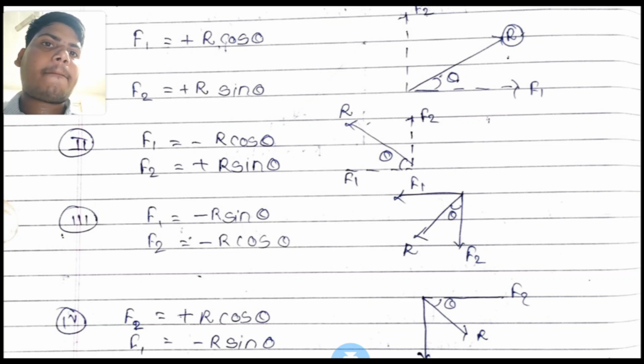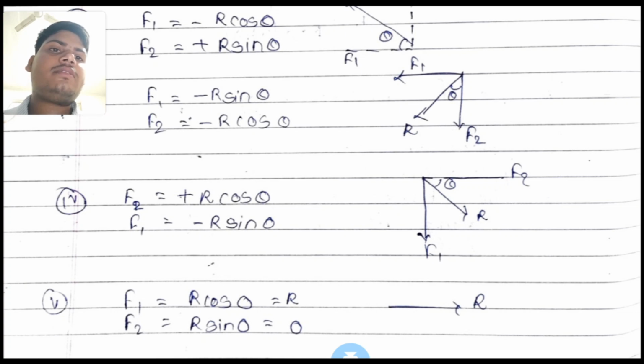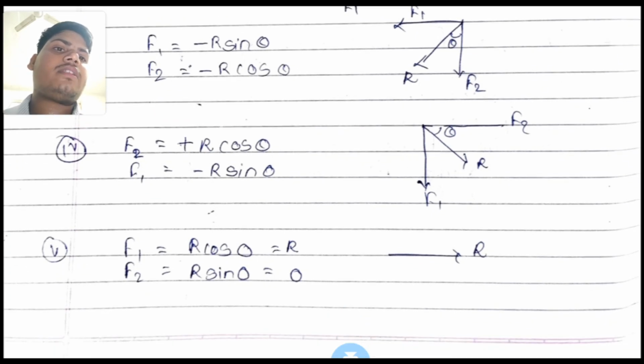Then third condition, F1 and F2 are given, then F1 is equal to minus R sin theta, F2 equal to minus R cos theta. Now the fourth one, F2 equal to minus R cos theta, F1 equal to minus R sin theta, and the last one, fifth, F1 is R cos theta equal to R and F2 is R sin theta equal to 0. Why is this? This force is in the horizontal direction, that is why F1 equal to R cos theta equal to R, the resultant, and F2 is equal to 0.